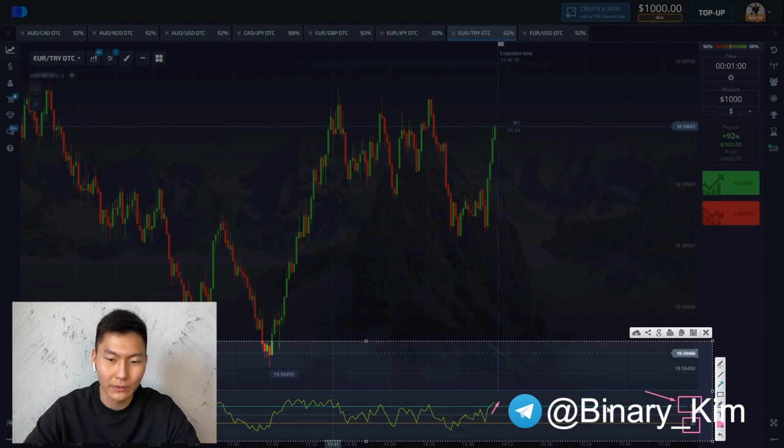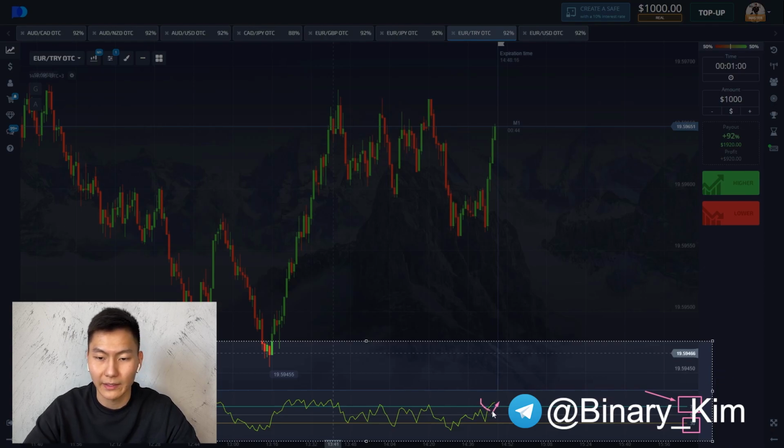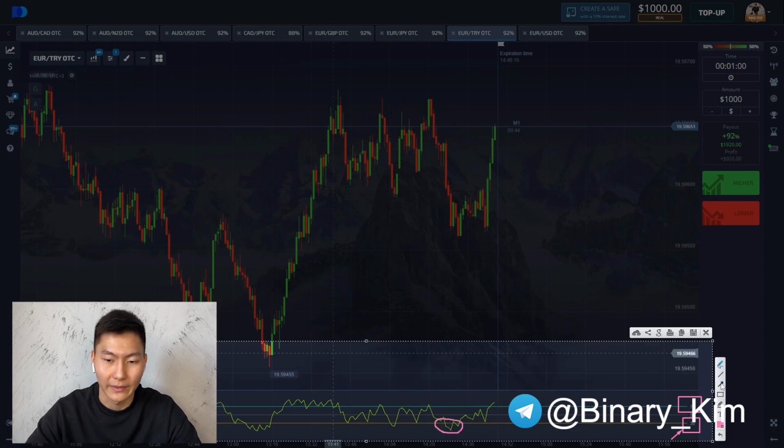And overall, after this move, the RSI has to go down. That's what happens most of the time. And here is the lower number, the level 30. This is the oversold zone, and when the RSI turns out in this zone, it tends to go to the upside. This is the main principle of its work.